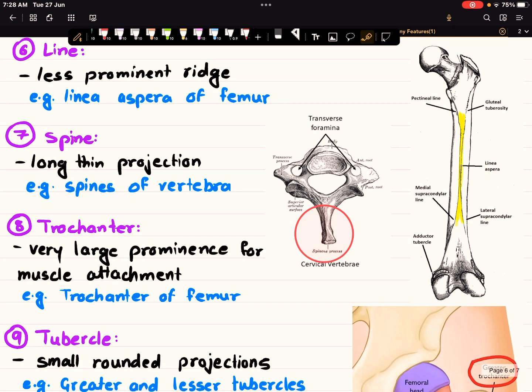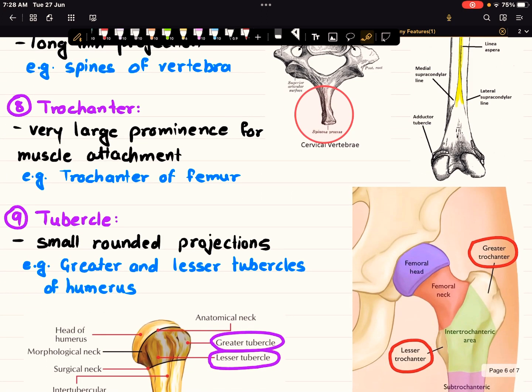When it comes to spine, it is a long thin projection. So you can see that this is a long and this is a thin projection coming out of the vertebra. So these are nothing but spines of vertebra, cervical vertebrae spines. These are also called spinous processes.